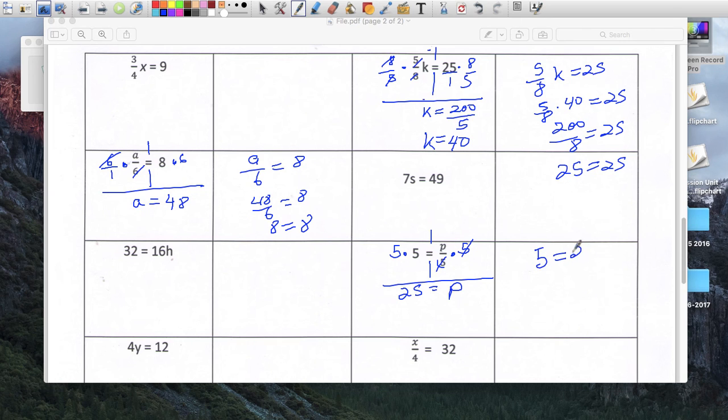Substitute, let's see if that works out. 5 equals p over 5. 5 equals, substituting 25 over 5. And 5 equals 25 over 5, which is just 5.